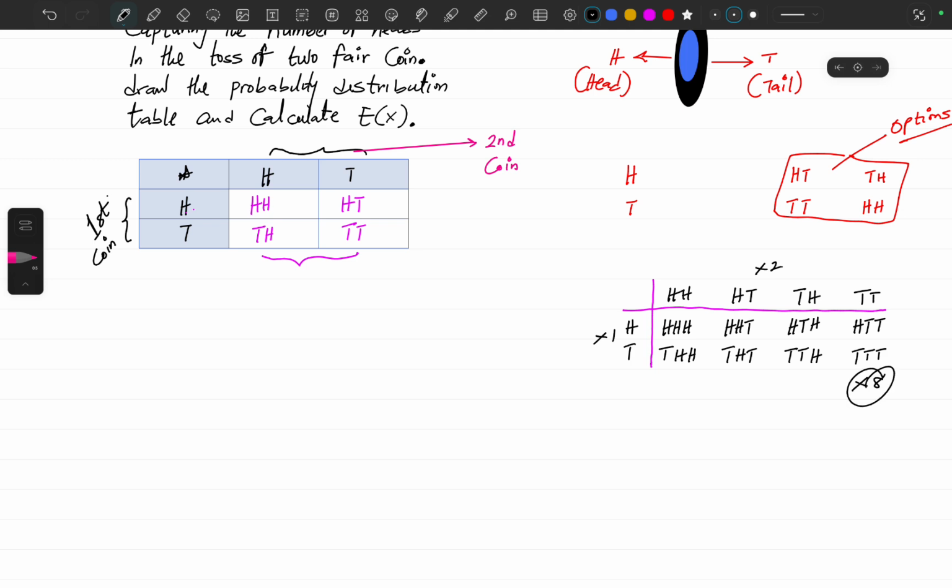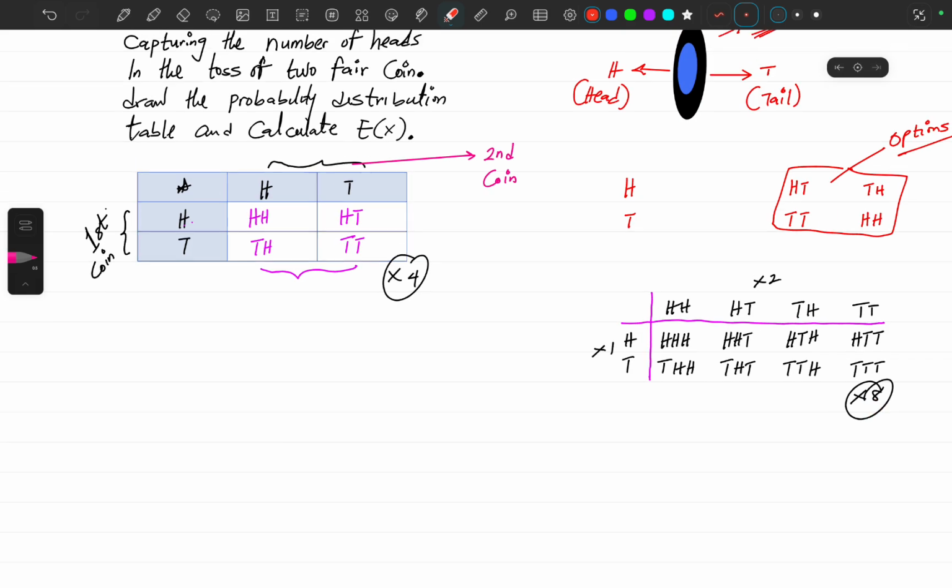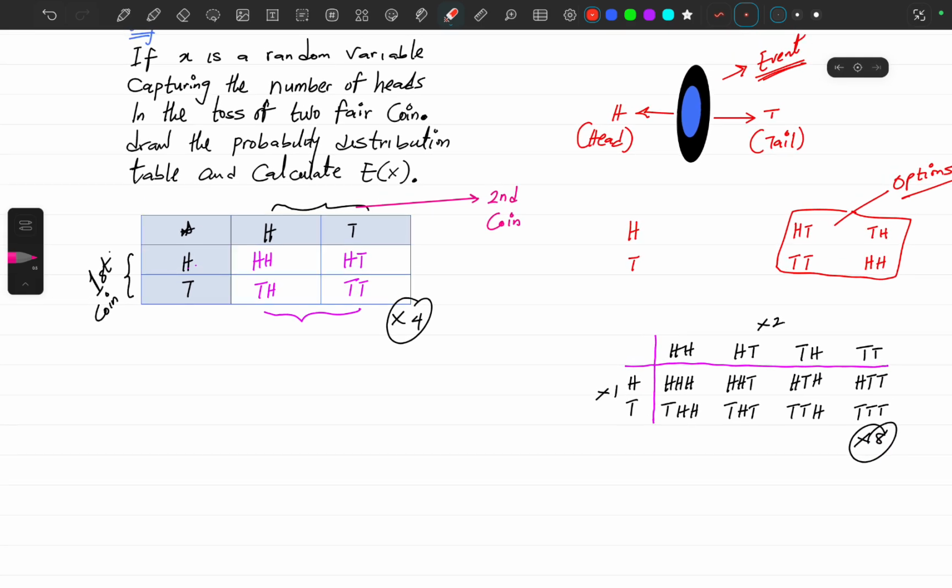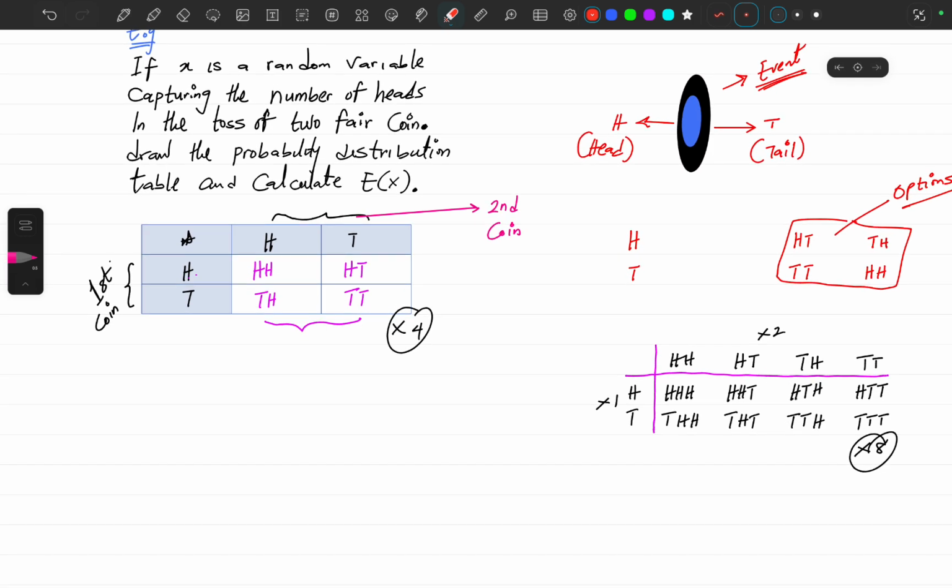Total sample space is 8 here, and the total sample space here is 4. So they are 2 different. My total options, total things that can happen here is 4, and total things that can happen here is how many? 8. Okay, I'll be looking into this too in a split second. So let's get back to this question now.